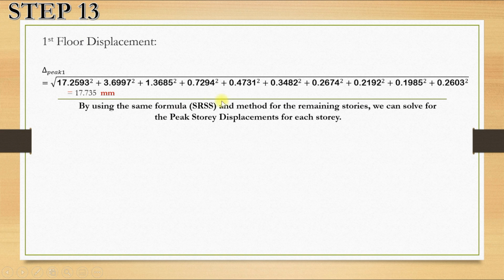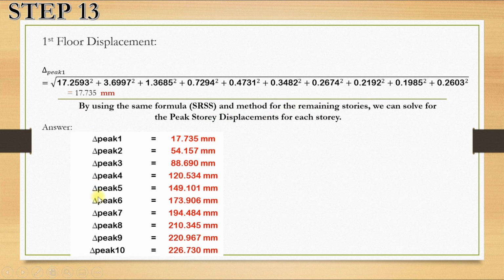So, kung gagamitin pa rin natin the same method for the remaining stories, makukuha natin yung peak story displacement for each story. So, ito na. Kung hindi na natin ipapakita ang solution gamit nito, kung mag-i-input na tayo diretso, ito na yung makukuha natin na value hanggang sa displacement ng peak 10. Ito sa delta peak 10, we have 226.730 mm.